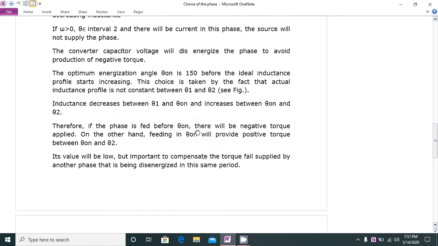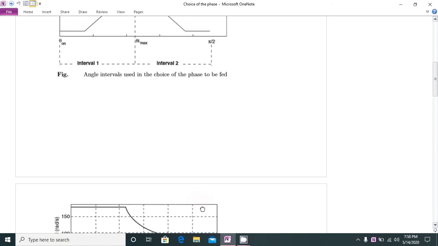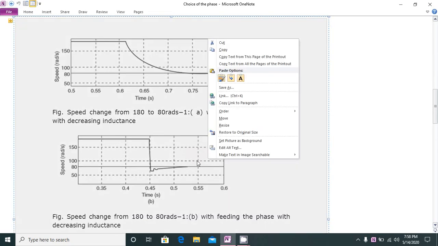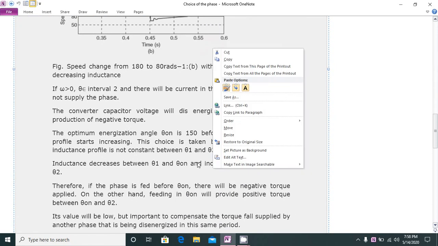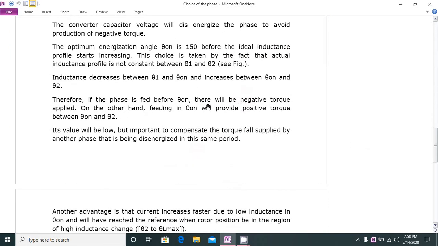See in the figure, theta 1 and theta 2. Inductance decreases between theta 1 and theta on and increases between theta on and theta 2. Therefore, if the phase is fed before theta on, negative torque will be applied. On the other hand, feeding at theta on will provide positive torque between theta on and theta 2.